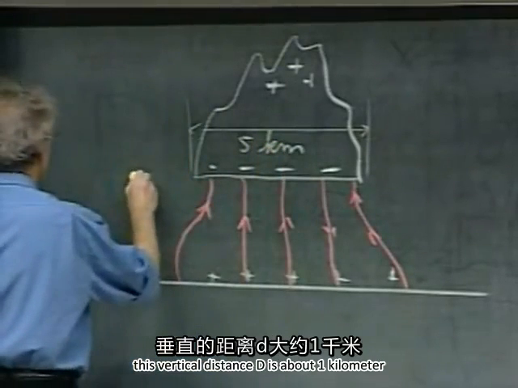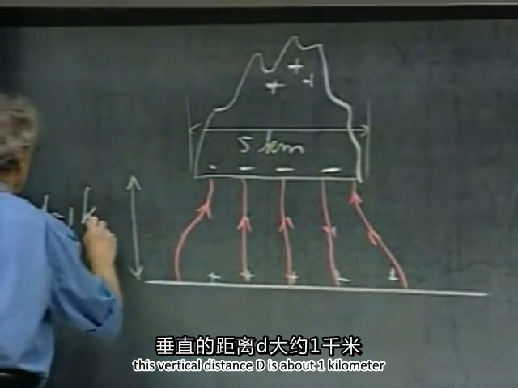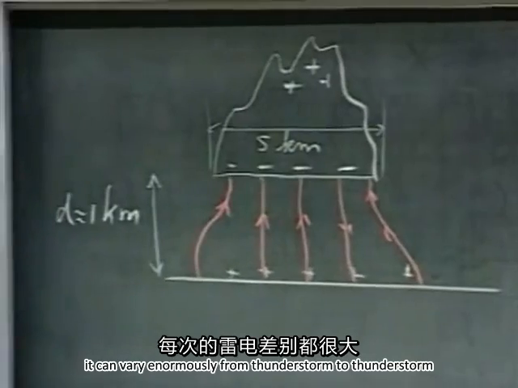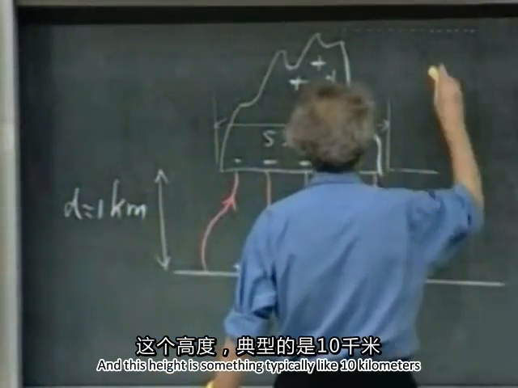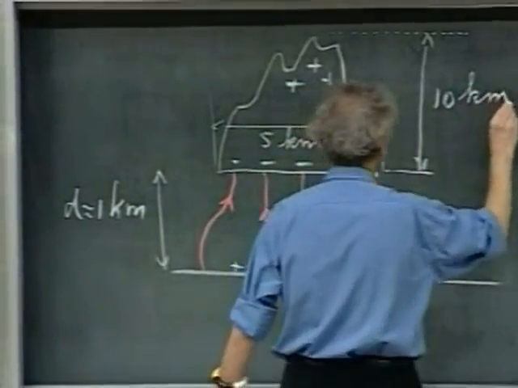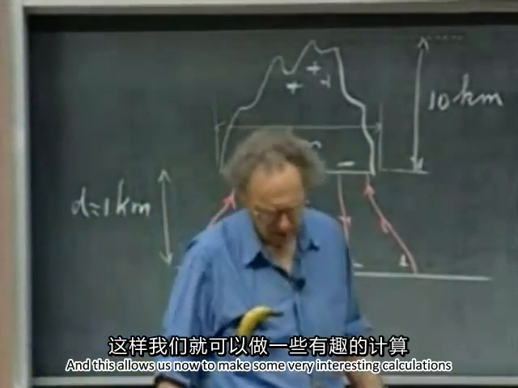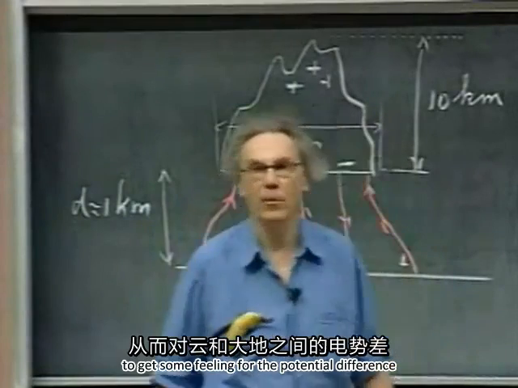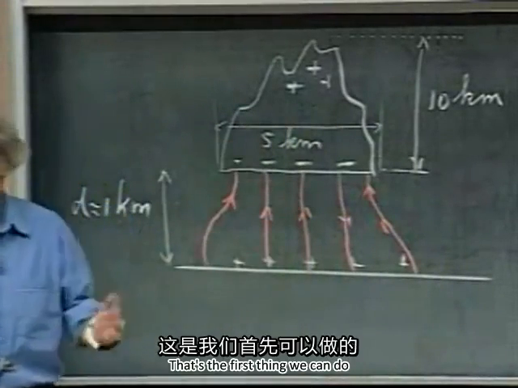This vertical distance, d, is about 1 kilometer. These are typical numbers, of course. It can vary enormously from thunderstorm to thunderstorm. And this height is something typically like 10 kilometers. And this allows us now to make some very interesting calculations, to get some feeling for the potential difference between the cloud and the Earth.